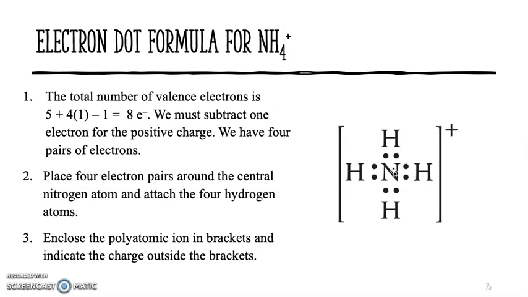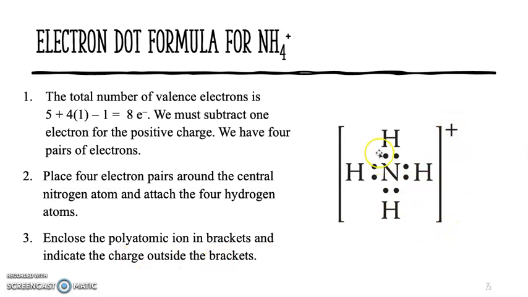So now we have 4 pairs of electrons. Nitrogen would be my central atom. I put 4 pairs of electrons around it, and for each pair of electrons, I put a hydrogen, like you did with water. The difference is now you have to put a bracket to enclose the polyatomic ion, this polyatomic ion NH4+, in a bracket and indicate the charge outside the bracket.